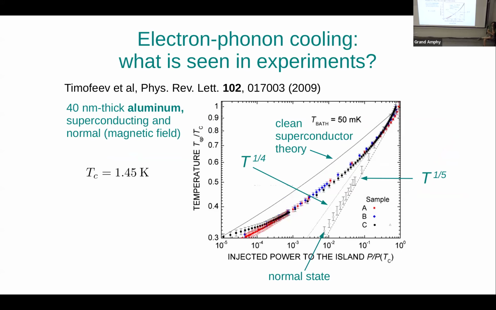This is from Yuka Pekola's group. So aluminum, both superconducting and normal. They can make the same sample, so they take the same sample, put a magnetic field, and it becomes normal. And well, it looks like power 5, temperature sub-Kelvin, you see. So T_C, they use T_C, so this is well sub-Kelvin.